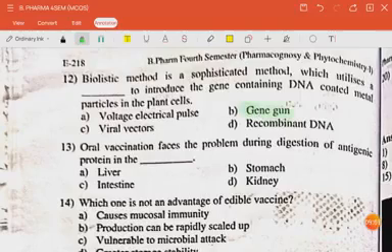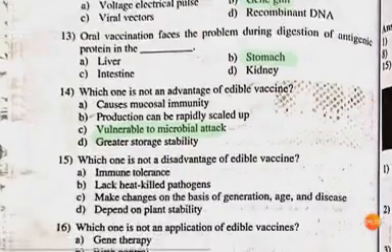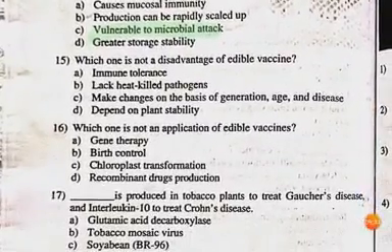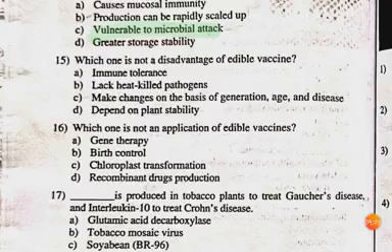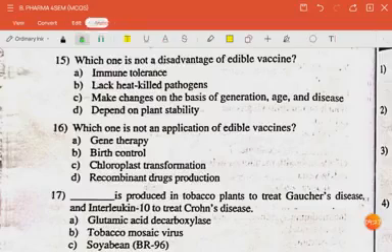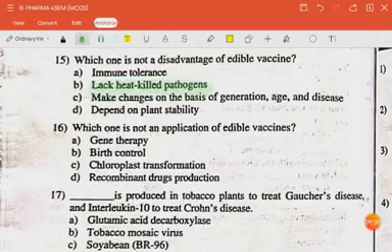Biolistic method is a sophisticated method which utilizes a Dash to introduce the gene containing DNA coated metal particles in the plant cells. Gene gun. The next question is, oral vaccination faces the problem during digestion of antigenic protein in the stomach. The next question is, which one is not an advantage of edible vaccine? Vulnerable to microbial attack. The next question is, which one is not a disadvantage of edible vaccine? Lack heat kill pathogens.